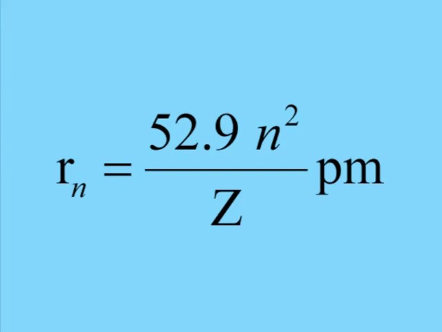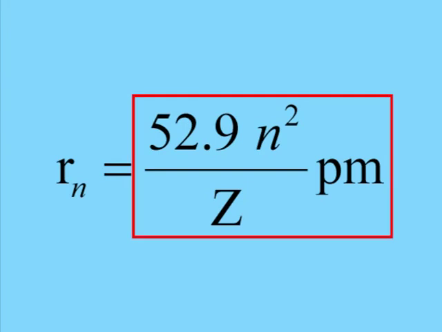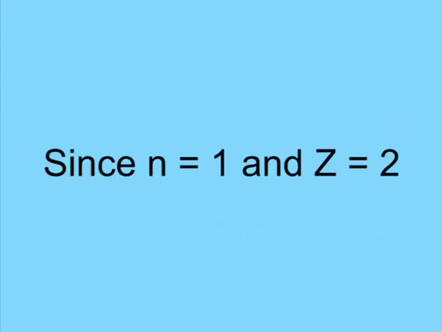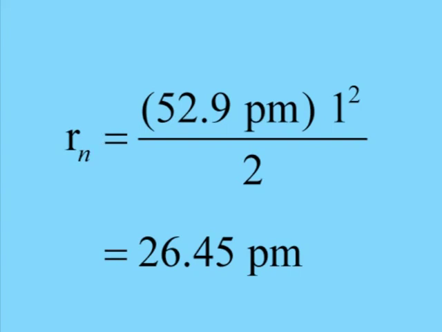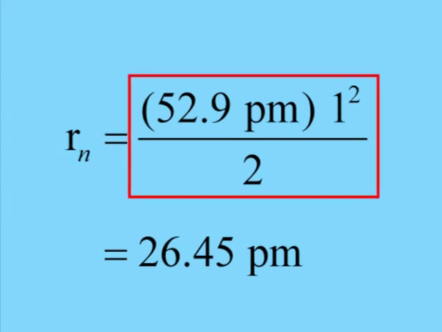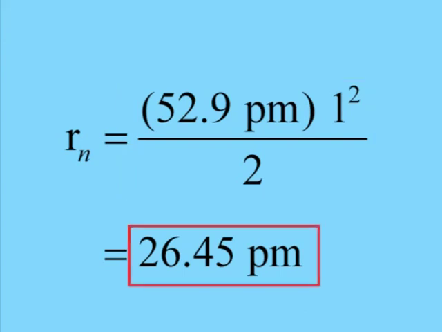The radius of the orbit is written as Rn is equal to 52.9 n square upon Z picometer. Since value of n is equal to 1 and value of Z is equal to 2, Rn is equal to 52.9 picometer into 1 square upon 2, which is equal to 26.45 picometer.